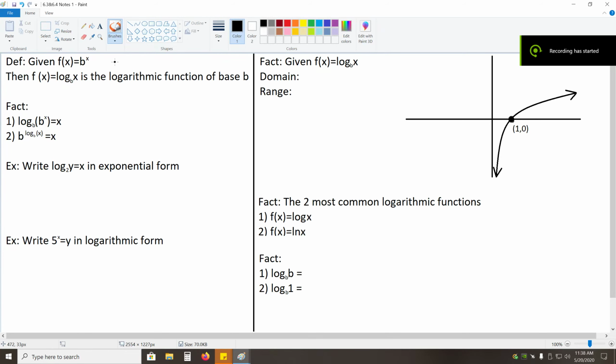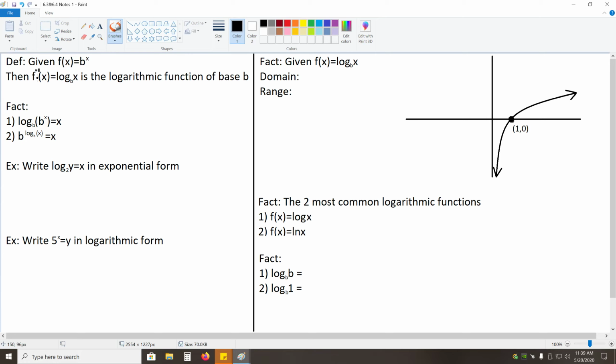For this section, we're going to be talking about logarithmic functions. To start off with, we define logarithmic functions by saying, given f of x equals b to the x, so given an exponential function of base b, then f inverse of x is equal to log base b of x. And this is the logarithmic function of base b.